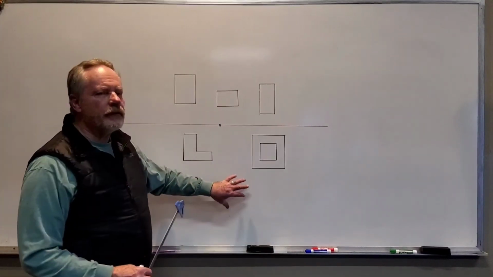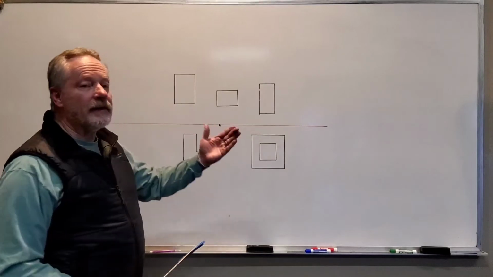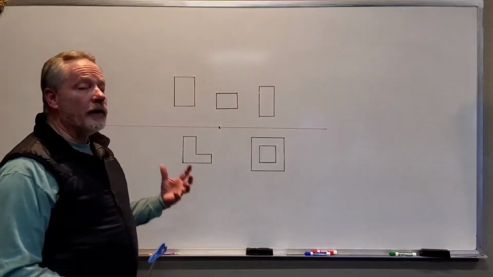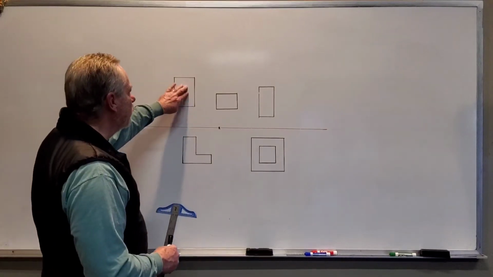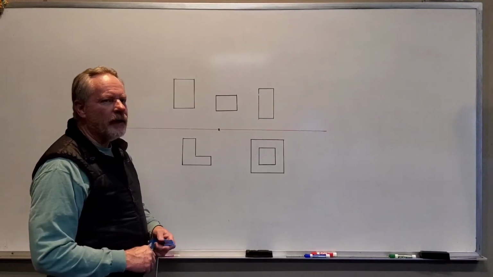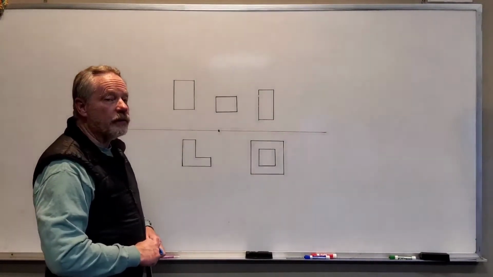Okay, so I've drawn a series of rectangles. They're all flat. You're looking at the front sides of objects. If I want to draw these in perspective, let's start with this one over here. So what I want to do is go to each corner and draw a line to the vanishing point.